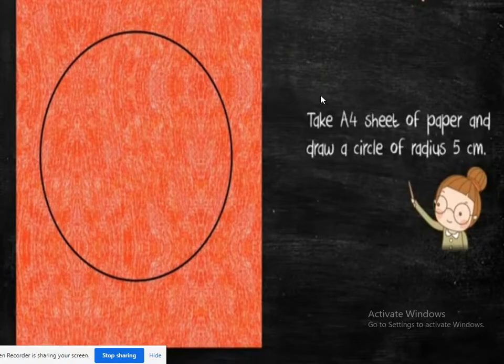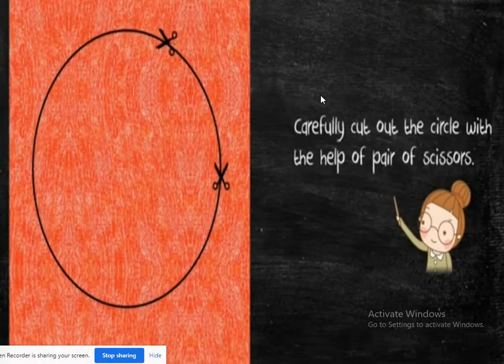Okay, first step, take A4 sheet paper of any color you want, draw a circle of radius 5 centimeter. Next, cut the circle with the help of scissors. You cut this circle with the help of scissors.